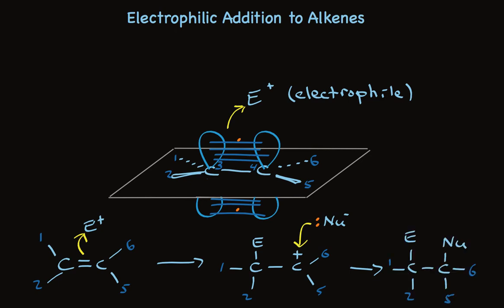So with just the initial thinking we've done, we've already been able to write out the major mechanism of the reaction of alkenes, electrophilic addition. First, formation of a sigma bond with an electrophile, followed by formation of a sigma bond with a nucleophile. The electrophile and nucleophile end up on adjacent carbons.